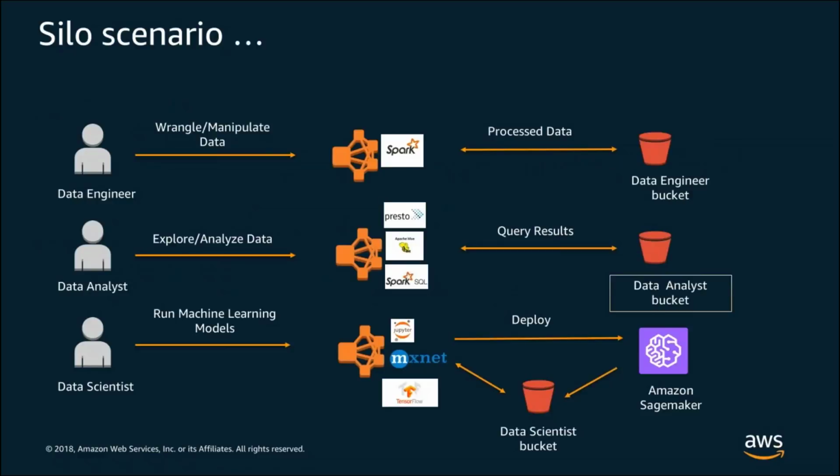We have 3 different users, a data engineer, an analyst, and a data scientist, each launching their own EMR clusters. A data engineer installs tools like Spark and Hive to manipulate and store the processed results in S3. An analyst might run tools such as Spark SQL and Presto to explore data sets on the EMR cluster and send the query results to his own S3 bucket. And a data scientist might be using the EMR cluster to run machine learning or deep learning frameworks.